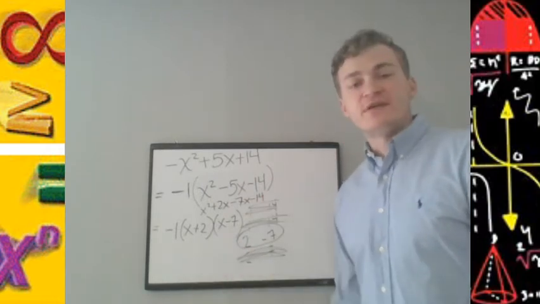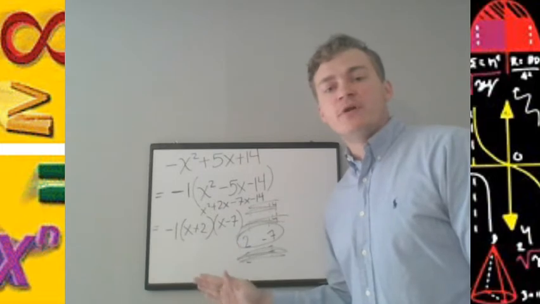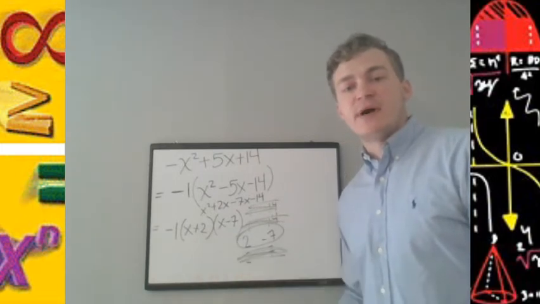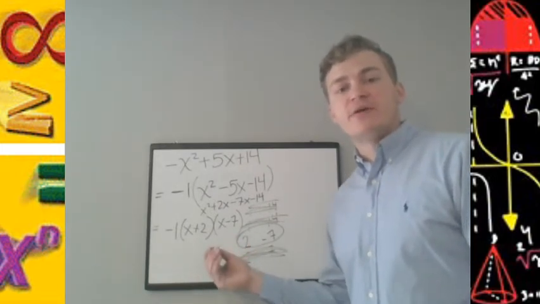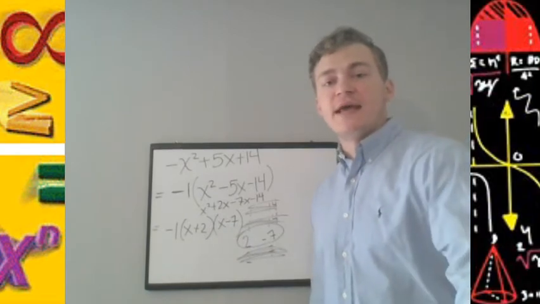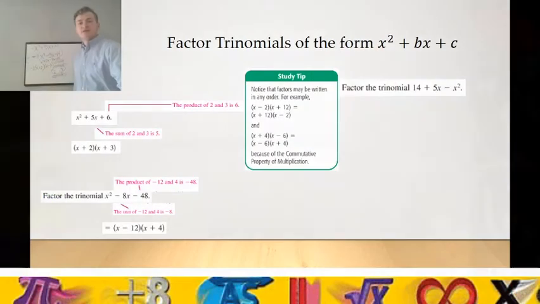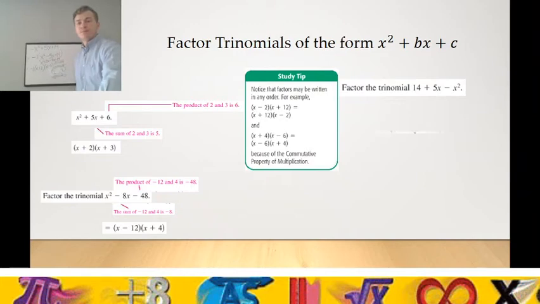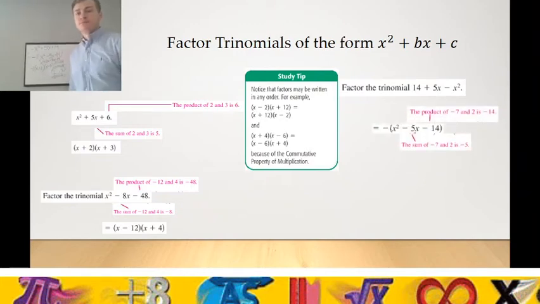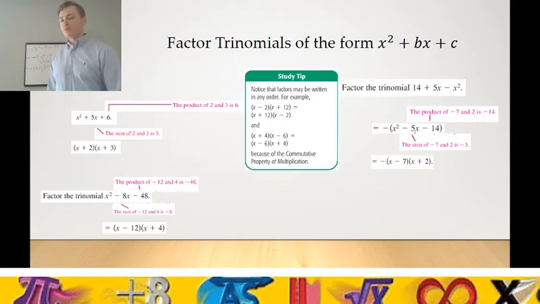So what are the factors here? We have the factors negative 1, x plus 2, and x minus 7 that will multiply together to give us the trinomial negative x squared plus 5x plus 14. Again, just to get that on the slide there, we have our print.